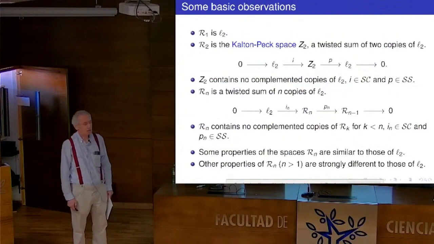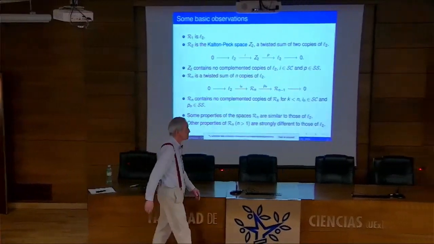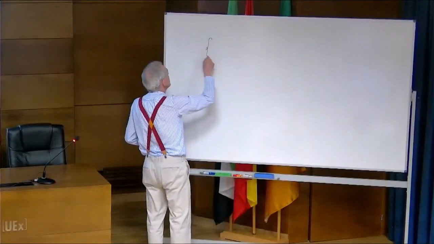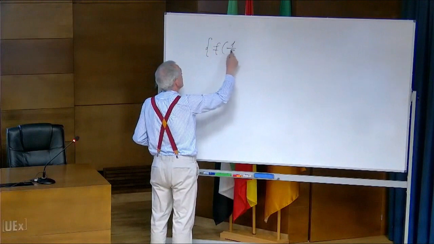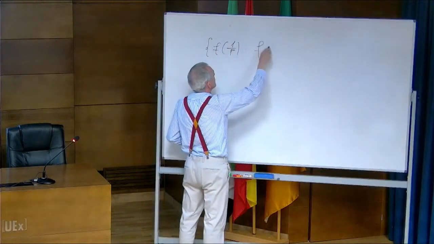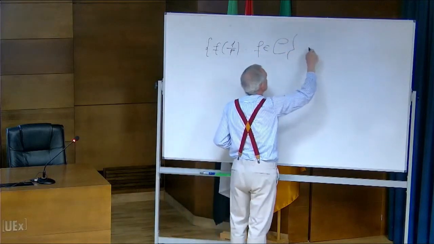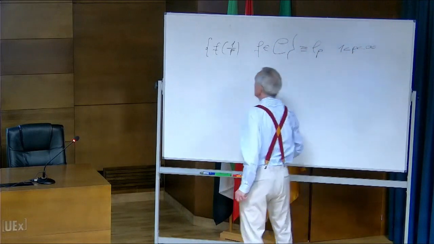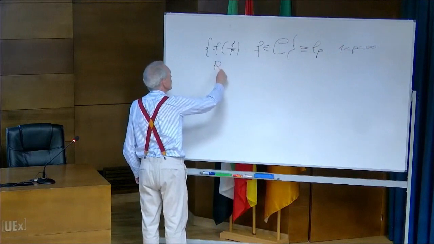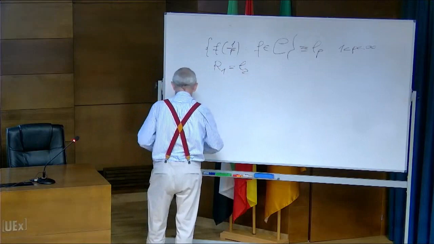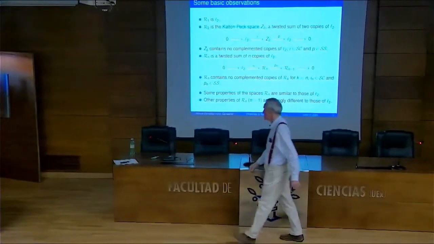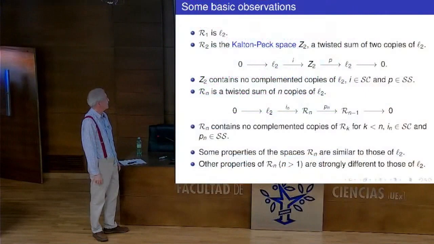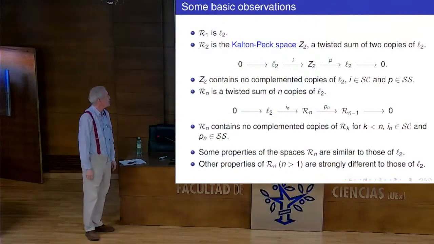I begin with some basic information. If we consider the evaluations of the functions in the points 1/p with p in the Calderón space, this gives us the Lp space for 1 < p < infinity. So, in particular, what we call R1 is the space little l2. Then the second space, R2, is the Kalton-Peck space Z2, that can be considered as a twisted sum of two copies of l2.